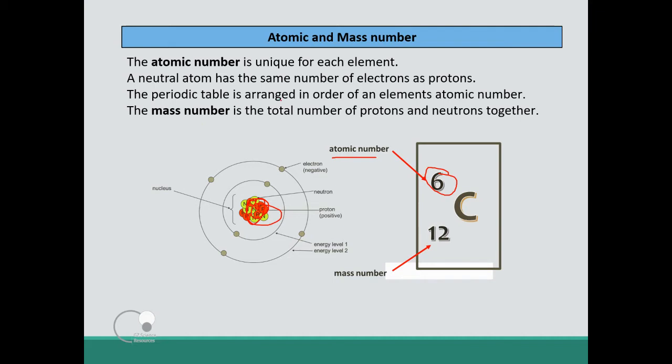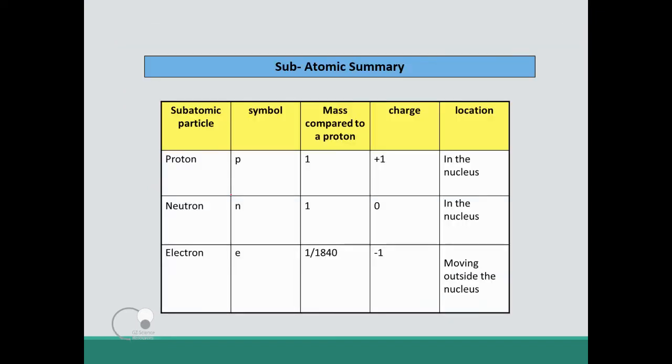And the periodic table is arranged in order of atomic number. So the bigger the atomic number, the heavier it is. We start at 1 with hydrogen and just keep going after that. The mass number is the bigger number in the periodic table. For carbon, for example, it's 12, the total number of protons and neutrons together, because that's what's inside the nucleus in the middle of the atom. So for carbon 12, there's 6 protons and 6 neutrons. So you have a mass number of 12.